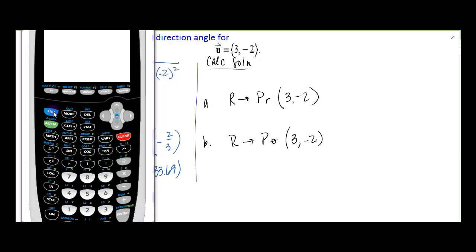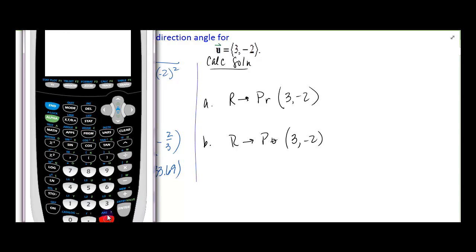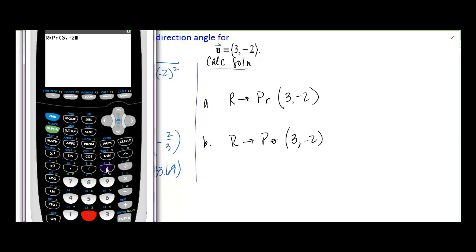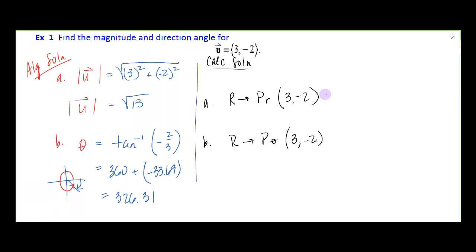I find this by going to second, apps, which is my angle mode, and I'm going to choose option number 5. And from here, I would enter in 3, -2, close the parentheses, and it returns for me the decimal value of 3.61. Now that is actually the decimal value of the square root of 13. So these are the same answers. This would be the exact answer. This would be an approximate.